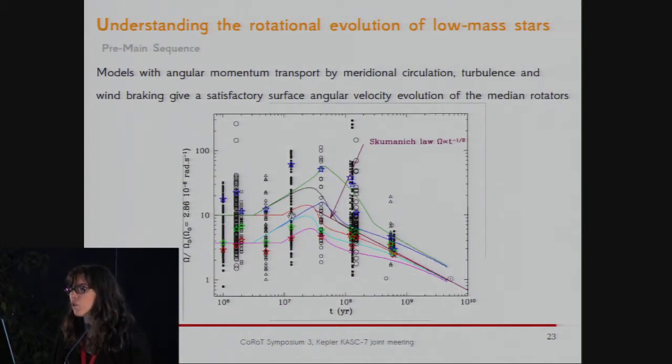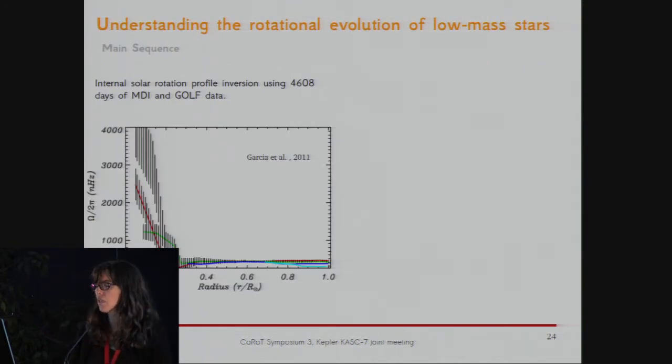You will see that more or less, using the torques and the prescriptions that I showed you, we have not a bad understanding of the evolution of the angular momentum during the pre-main sequence up to the age of the sun on the surface. These are data in open clusters. Here you have the age and the rotation rates, and you see that we more or less are able to reproduce these large variations.